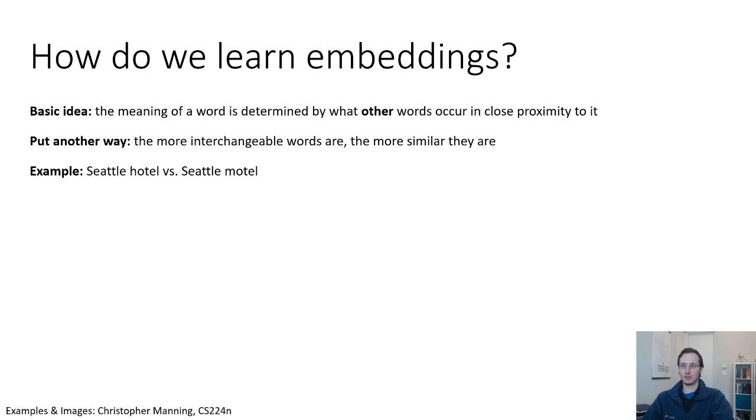Here's another example: Seattle hotel versus Seattle motel. Hotel and motel are two different words, but the way in which the word hotel is used is often very similar to the way motel is used, so you might expect that those words should lie close together in the embedding space. And the effect of putting them close together in the embedding space, when you then use that representation for downstream tasks, is that models will understand, without necessarily having seen it before, that some use of the word hotel could be close to synonymous with the same use of the word motel.